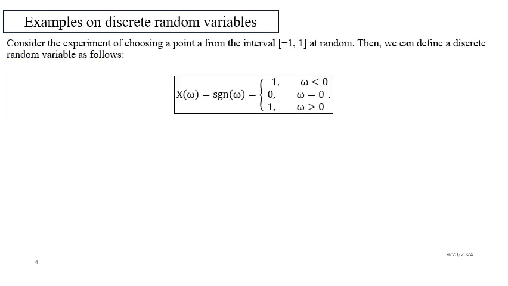A few more examples like that. Suppose you are selecting numbers at random from the interval -1 to 1. There you can design a random variable like the sine function, or rather the signum function. If you are choosing a number at random from the interval -1 to 1, then there would be 3 kinds of numbers. We call it the trichotomy principle: negative number, positive number and 0. So that's where it is taking 3 values.